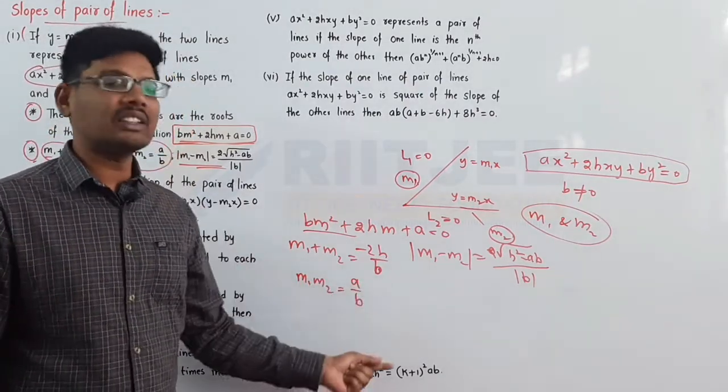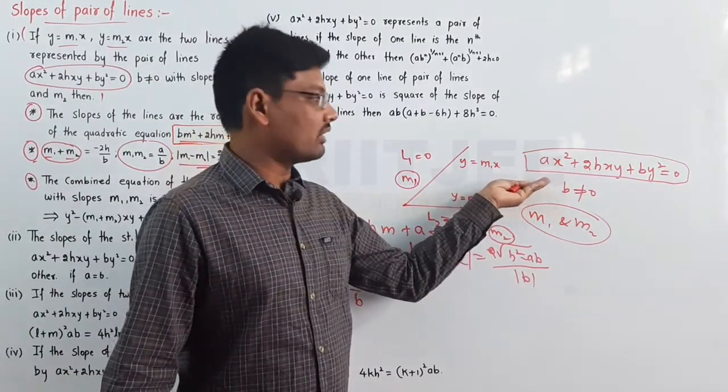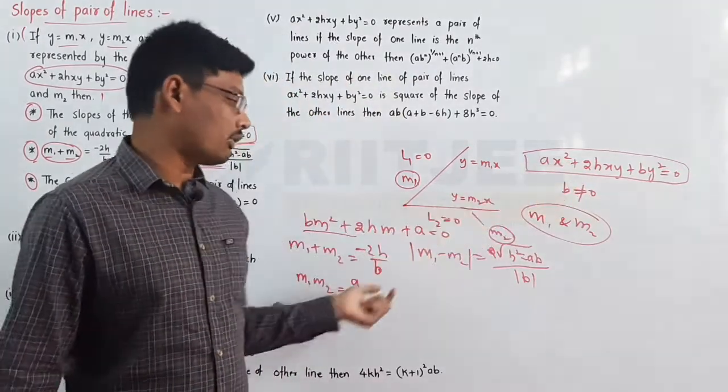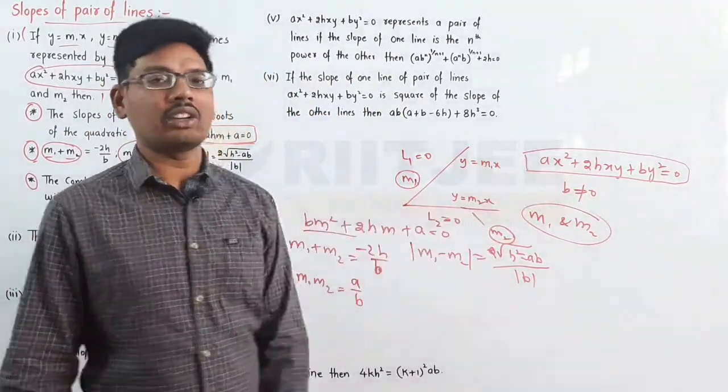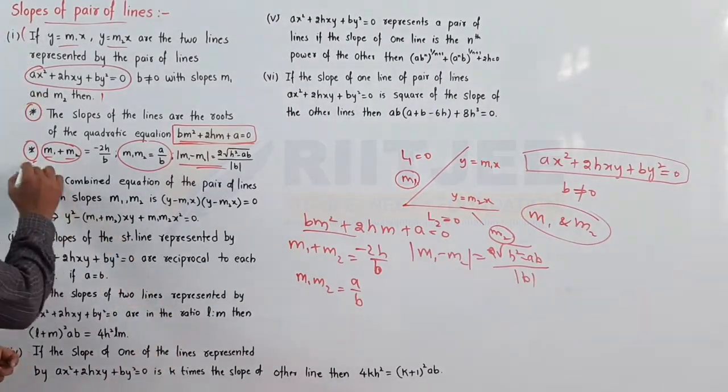These are the values for the sum of the roots, the product of the roots and the difference of the roots based on the pair of straight lines equation, that is ax square plus 2hxy plus by square, where a, b and h values are from this equation. This is the standard form of the pair of straight lines equation. This is all about the second point.